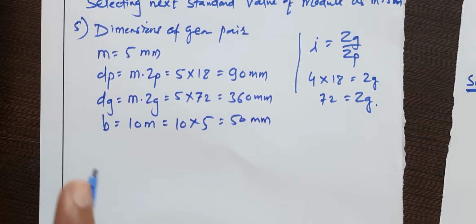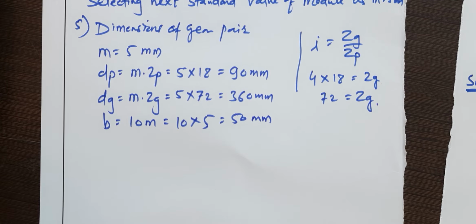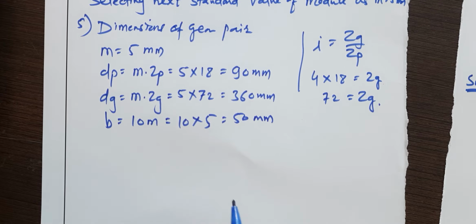And right here, after getting the dimensions, you have to check whether the design is safe or unsafe. If the design is safe, then after that we will go for the BHN value.